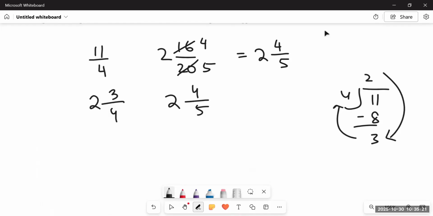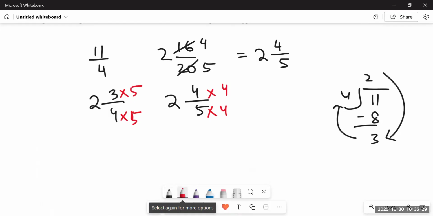For this, we will multiply 4 by 5 and 5 by 4. So this one would become 2 whole 15 over 20. And here it becomes 2 whole 16 over 20. Which one is greater, 15 or 16? Of course, 16. So they are not equal to each other.